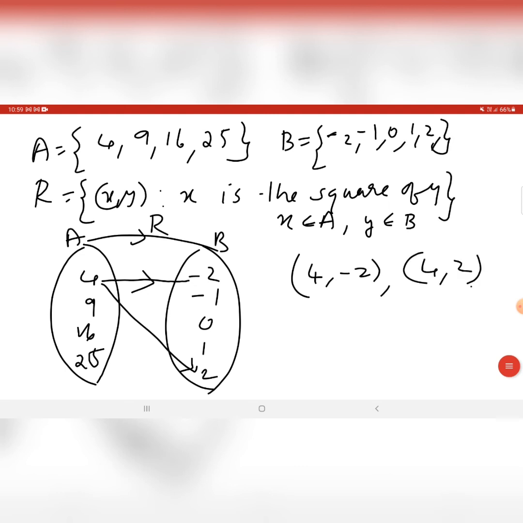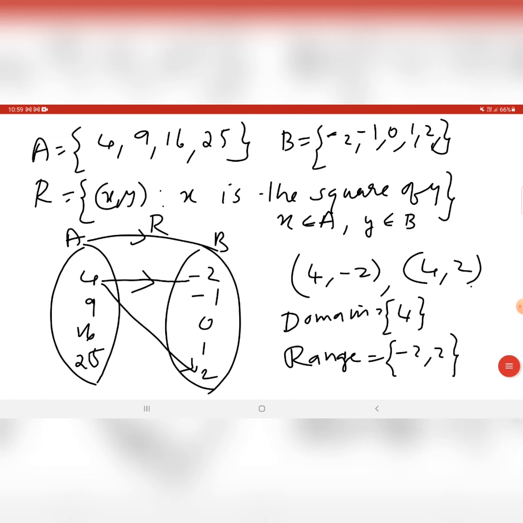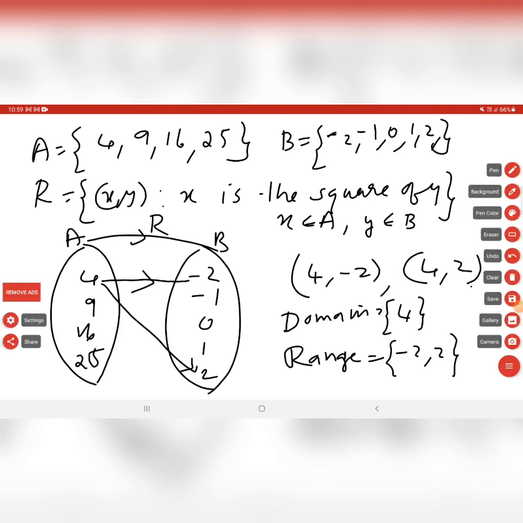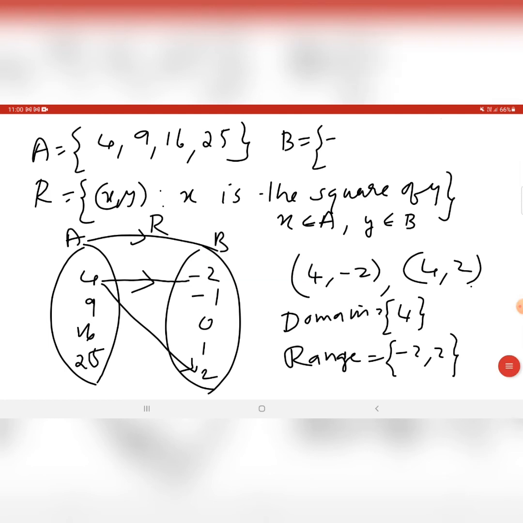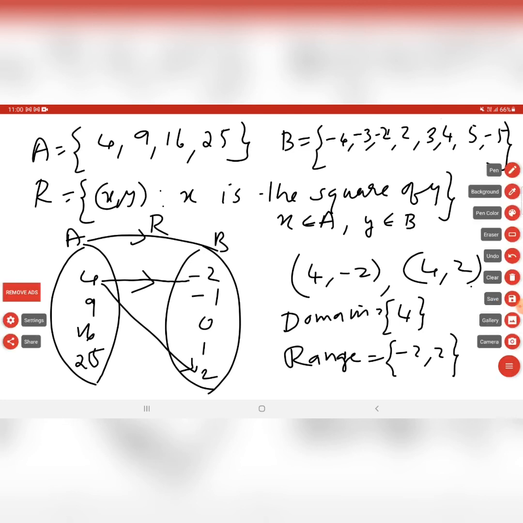So what is the domain? Domain means a set 4 and range set -2, 2. Clear? Now if we change the set B, if we include some more elements in set B, that is -4, -3, -2, then 2, 3, 4. Let us include 5 also, -5 also we can include. Now let us draw the arrow diagram.